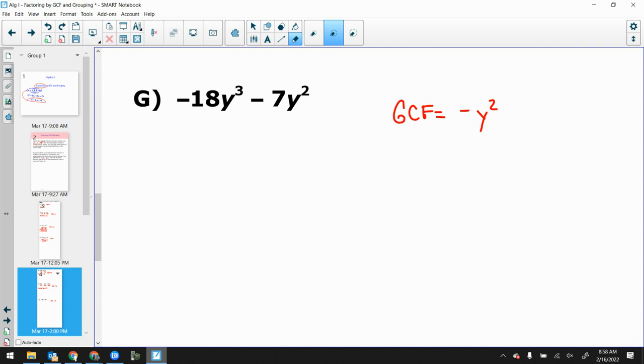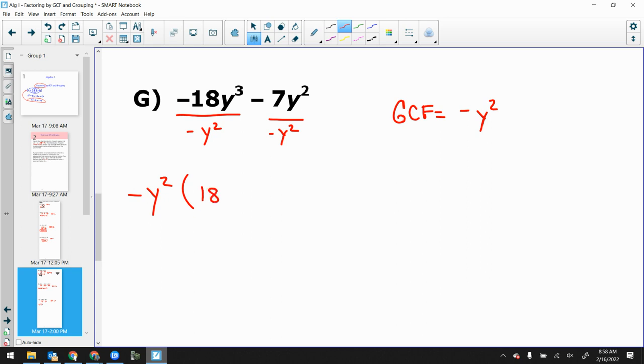All right, so let's pull it out. Negative y squared comes on the outside. Negative 18 divided by negative y squared, negative 18y to the third divided by negative y squared. Well, the negatives will cancel. The 18, we're not touching the numbers, right? There was no GCF with the numbers, so the numbers are going to stay the same. Y to the third, I take out 2 of them. 1 is left over. Y to the first is left over. The negative 7 divided by negative y squared is a positive 7. And that's it. The y squareds got completely canceled out.